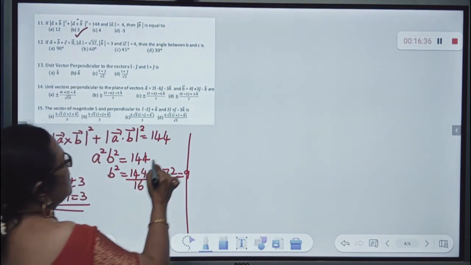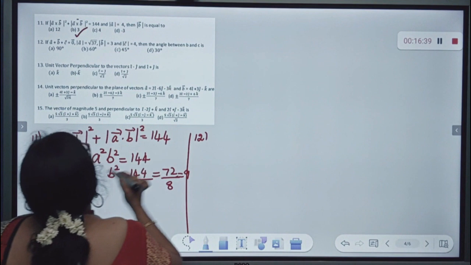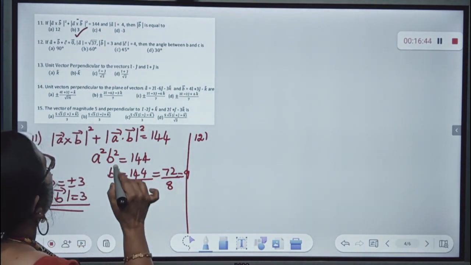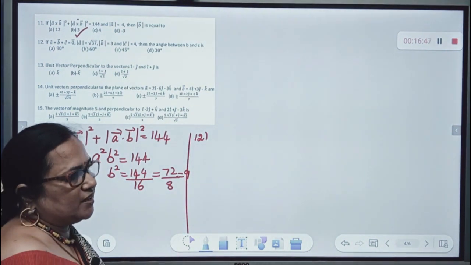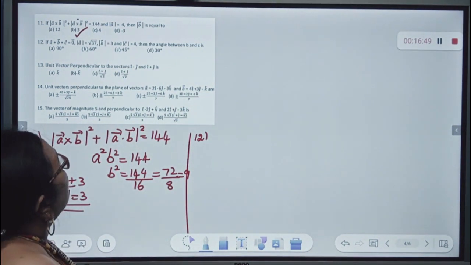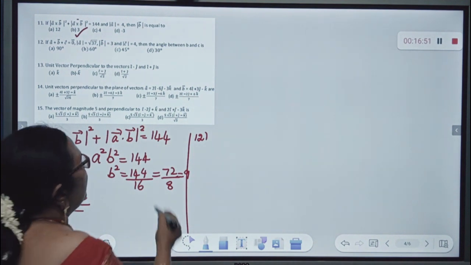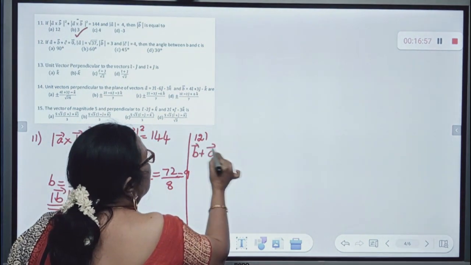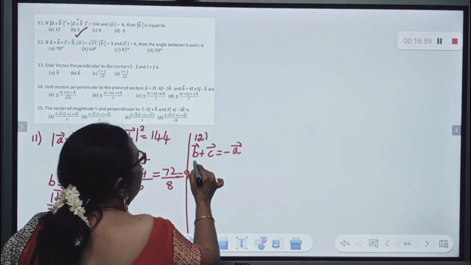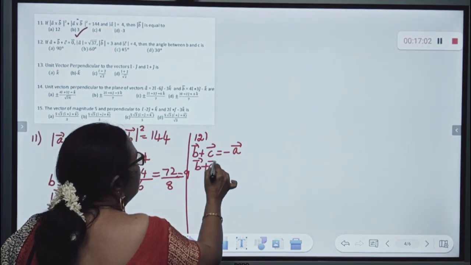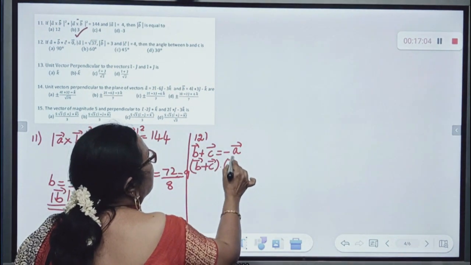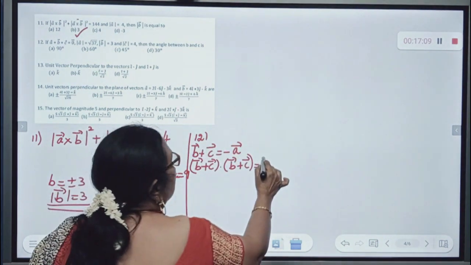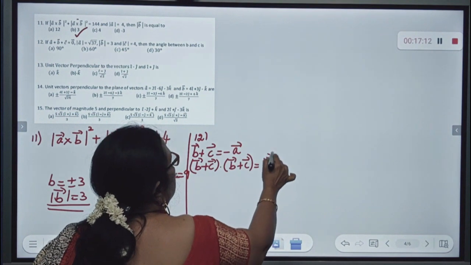Now, look at the 12th question. You are given A plus B plus C is 0 vector. You are given the lengths of A, B and C vectors. You have to find the angle between B and C. If A plus B plus C is 0, B plus C equals minus A. So if I take the dot product of B plus C with B plus C, I will get minus A dot minus A, which is modulus of A vector the whole square.